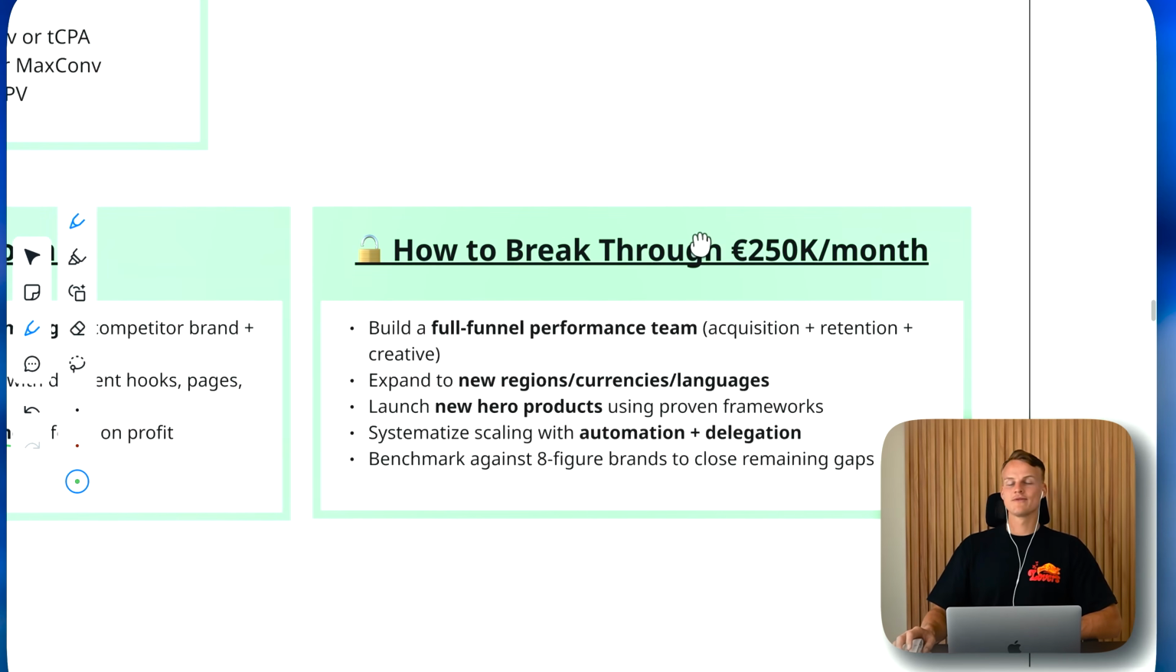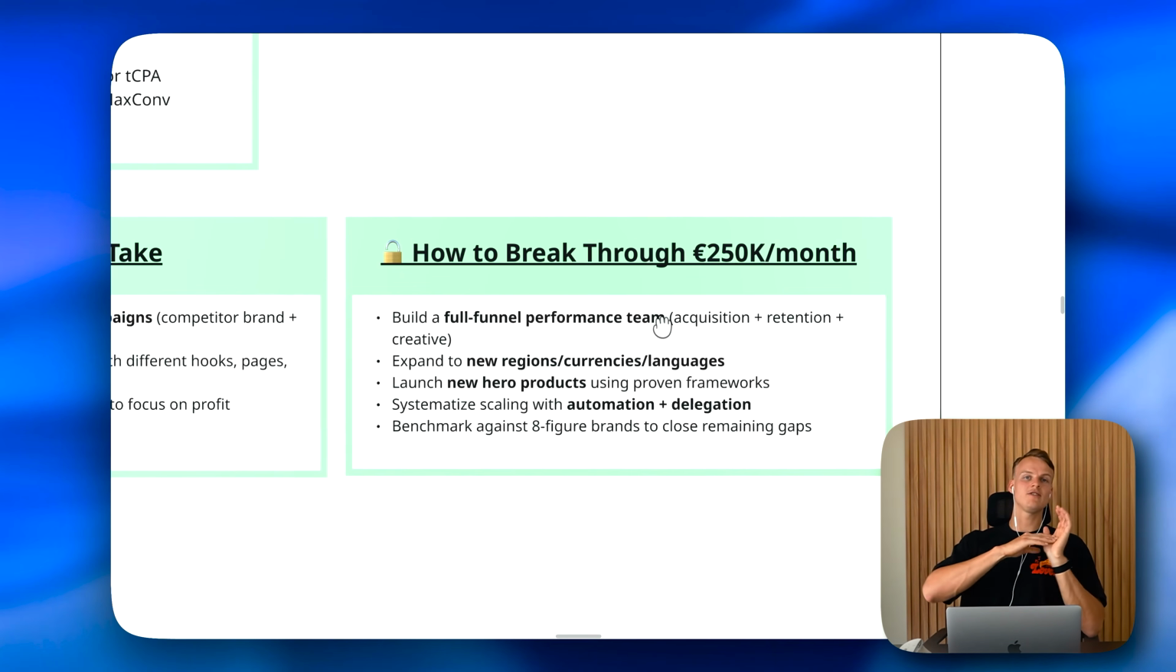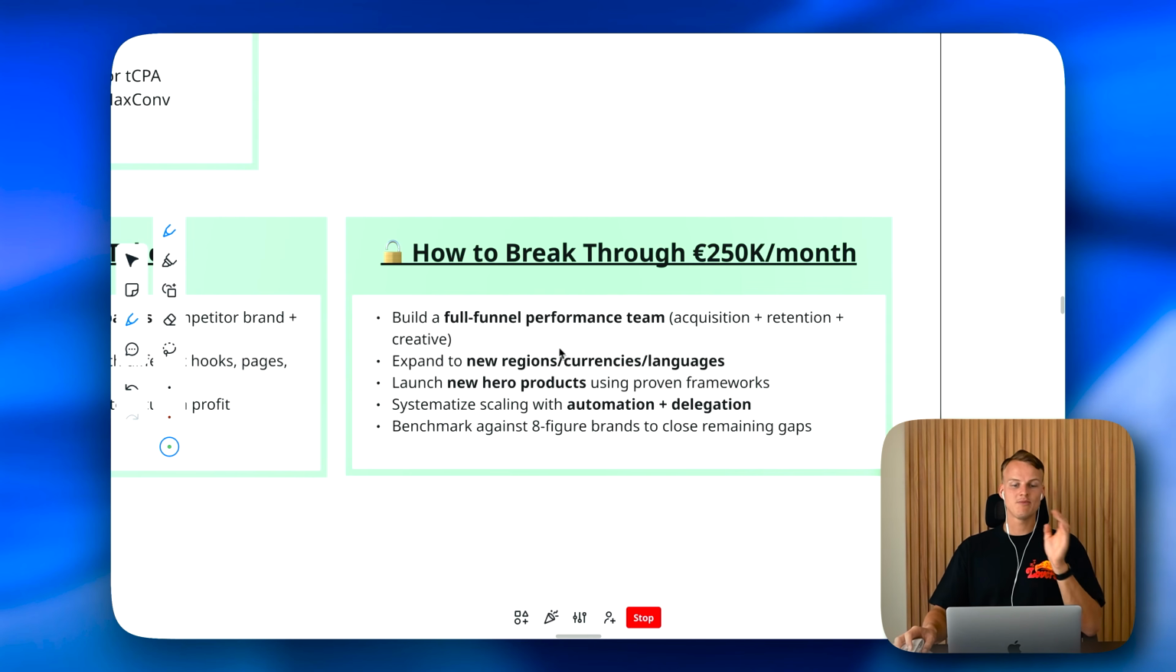If you want to break through 250K a month, which we did with some clients, we want to build a full funnel performance team. So we do the Google ads, but we need to make sure that all channels are being utilized and that the entire website is running at a 10 out of 10 score. We want to expand it to new regions and currencies and languages.